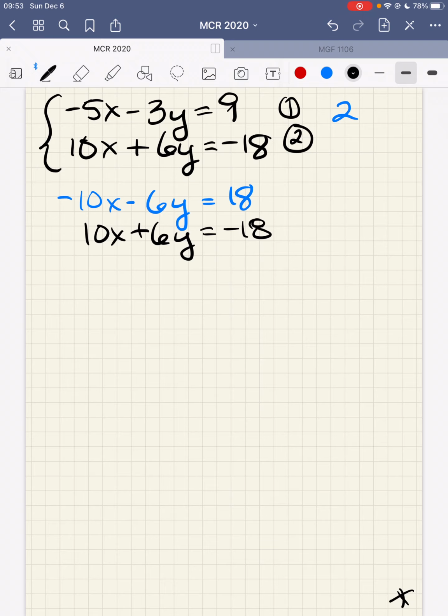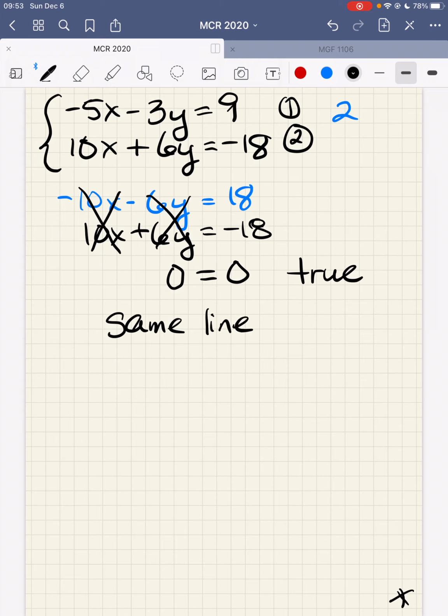And what you notice is the x's cancel like I wanted. The y's cancel, leaving me with 0. And the 18s also go to 0. And I get a true statement here. This is what the same line type of scenario looks like. Okay, so these two items are the same line. We could tell when we multiply through. And this is that infinite solutions. So every point that lies on either one of those lines is your solution.